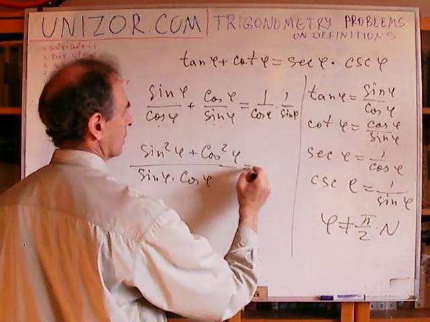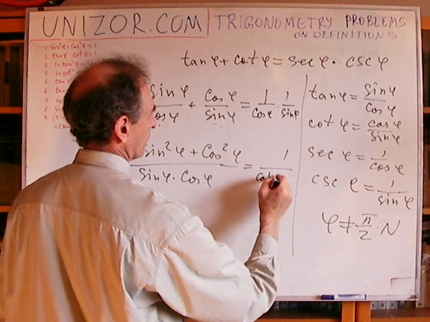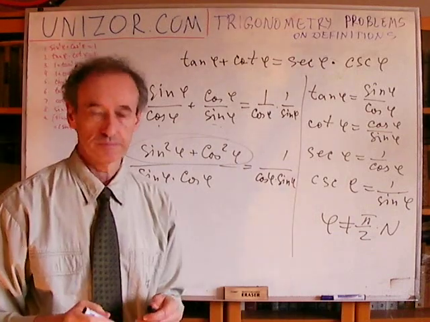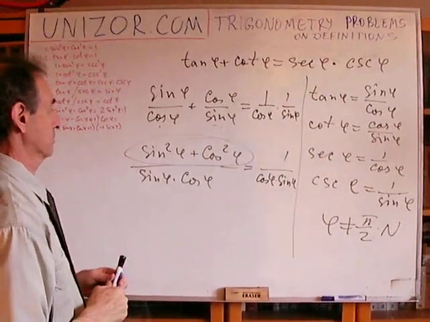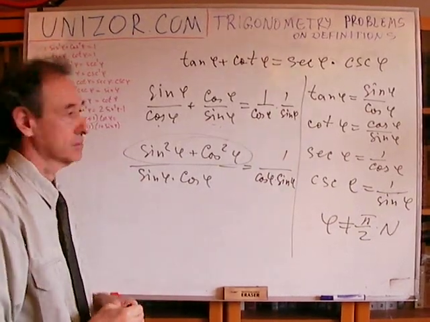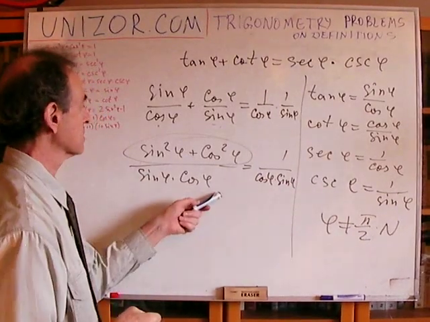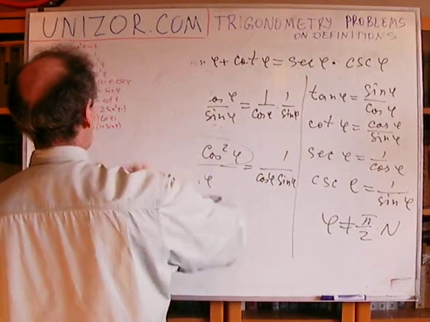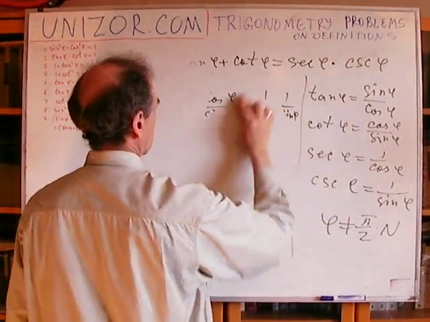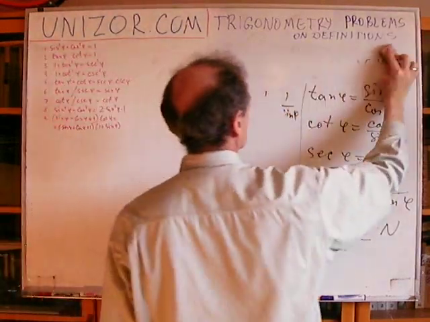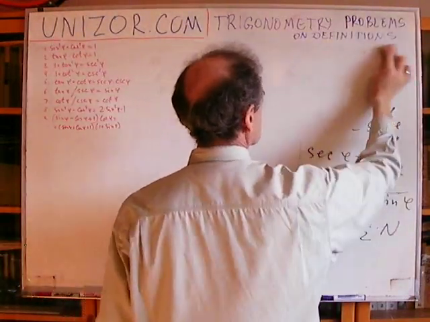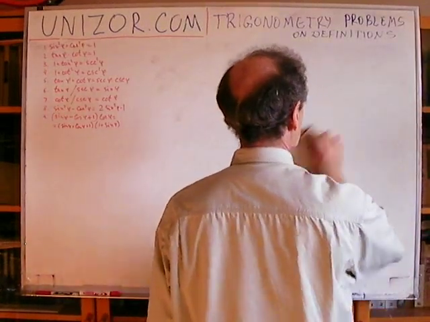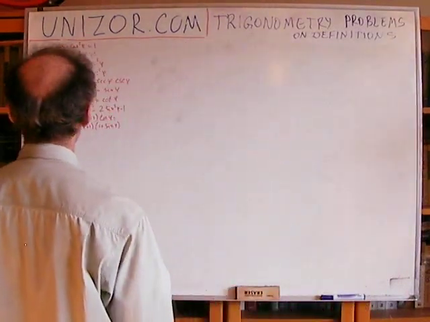Now, on the right, I still have the same thing. But this is 1, as has been proven in problem number 1, right? So, we have the equality. For all these angles, this is true and this is true. And that's why this is true. Nothing but analyzing the domain of left and right parts of the equality and basically using the definition of the functions. All of these problems are like that. Next.